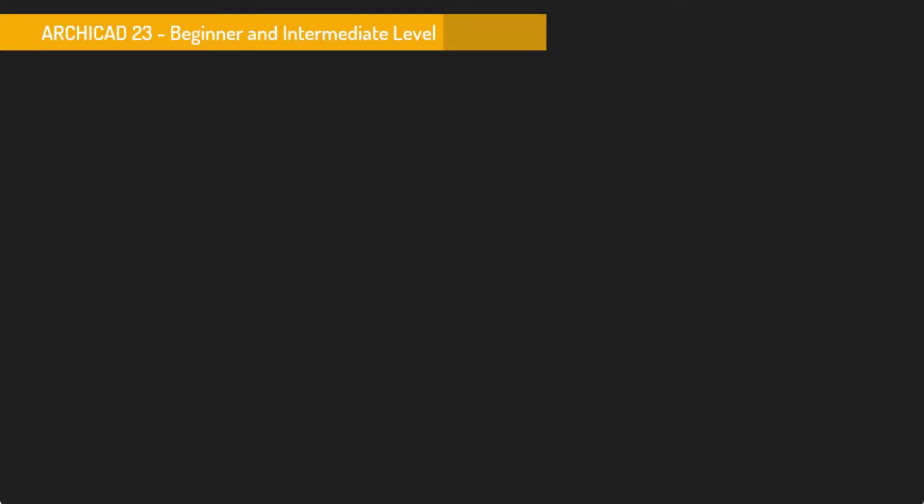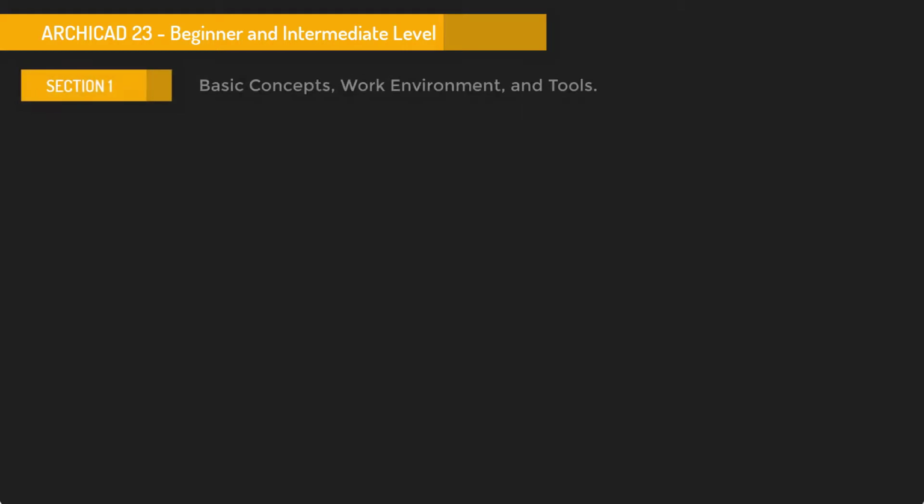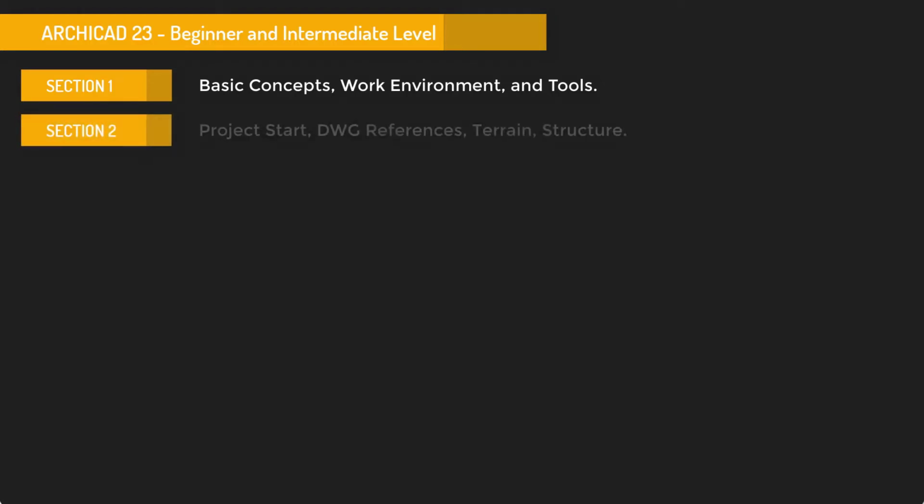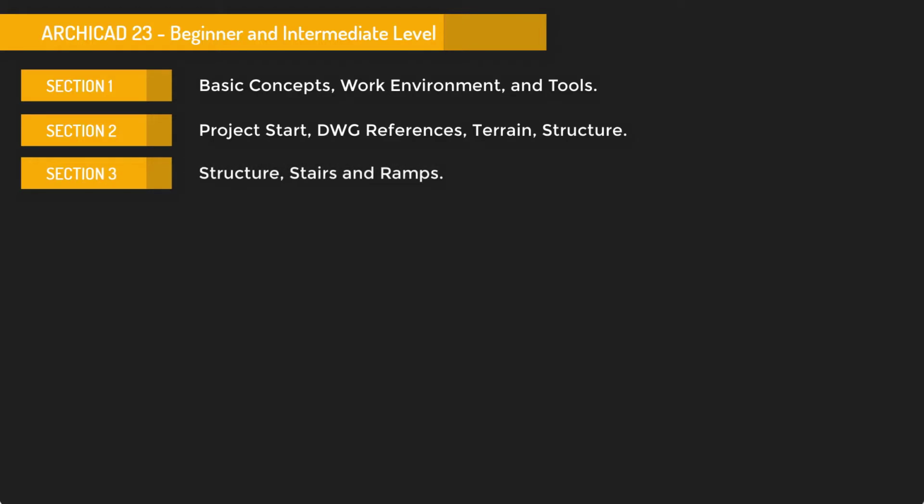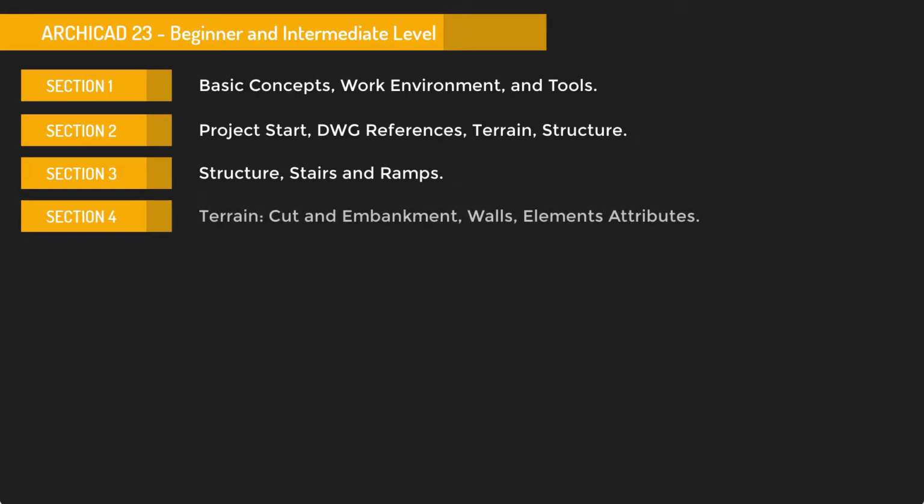Our class schedule is divided into 10 sections. In section 1, we have basic concepts, work environment, and Archicad tools. In section 2, we're going to start the project using DWG references, modeling the terrain, and starting the structure. In section 3, we're going to do the house structure, stairs and ramps. In section 4, we're going to do cuts and embankment operations on terrain. We will also see walls and element attributes.